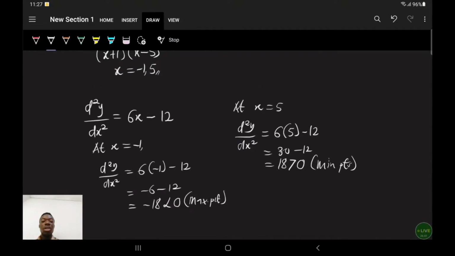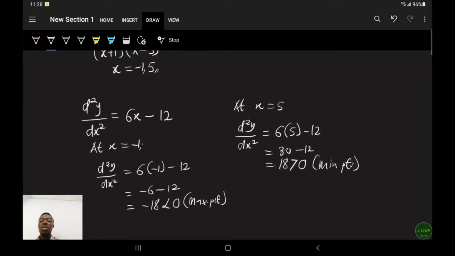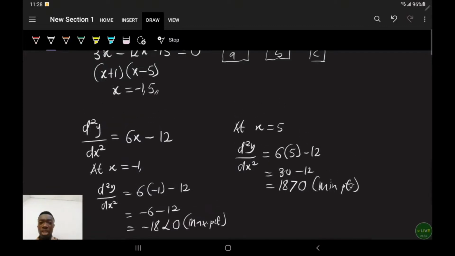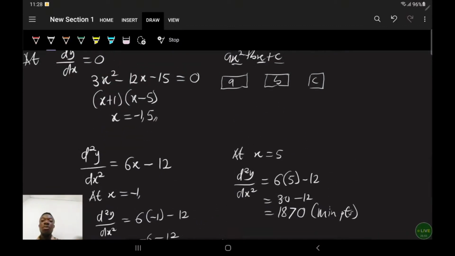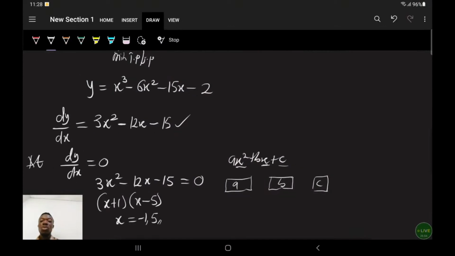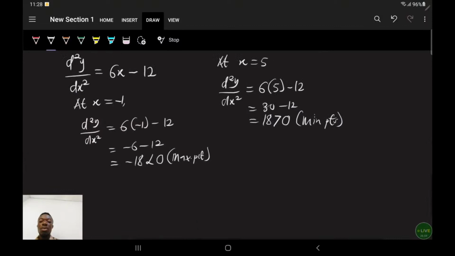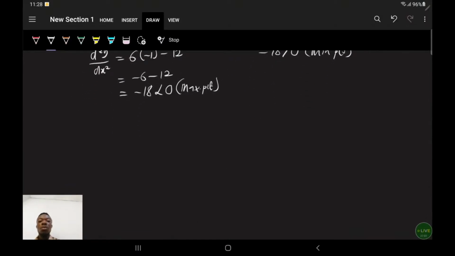So once you're able to get these values down, then you're going to tell us that x equal to -1 is giving you a maximum and 5 is giving you a minimum. You just substitute these values into the original equation so that you find the values of y for these curves that we are talking about. So this was the original equation that we were given in the question, right? So I'm going to bring it down here so that we find the values of y with respect to these curves. So I can say that y was equal to x cubed minus 6x squared minus 15x minus 2.